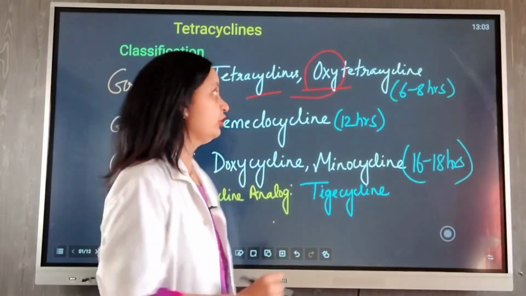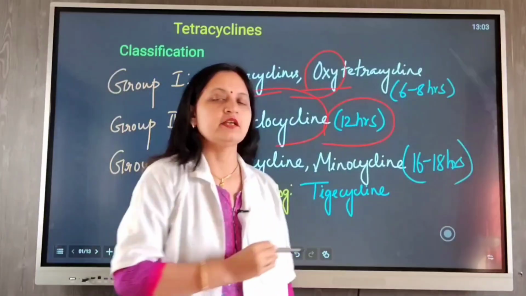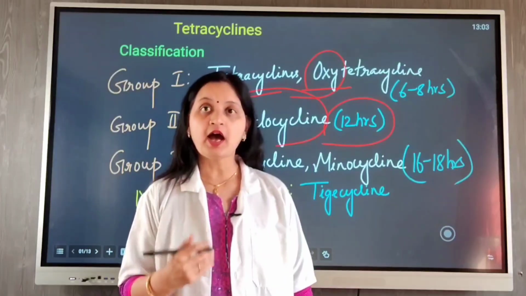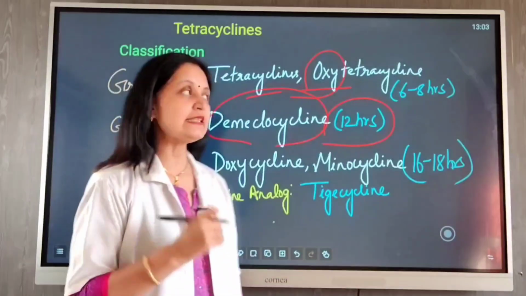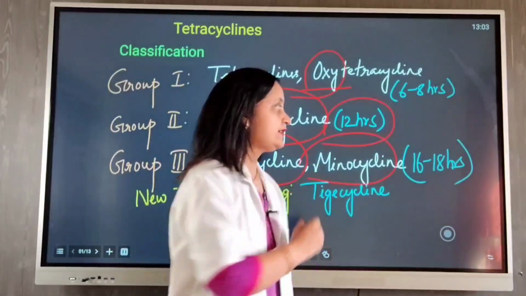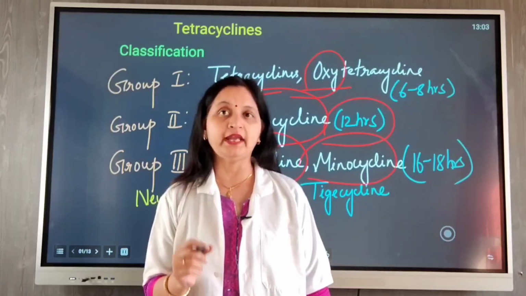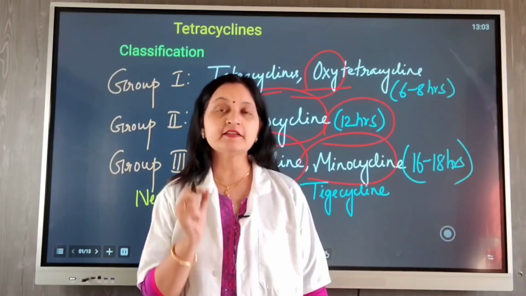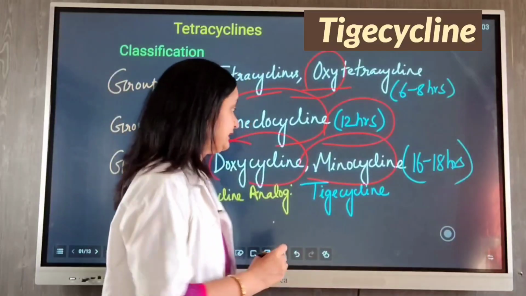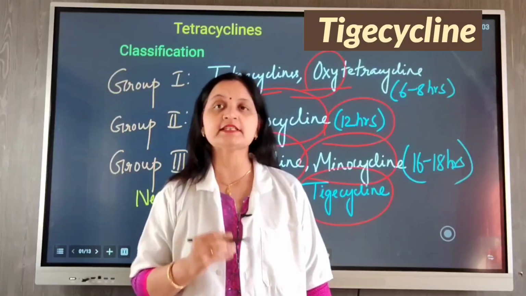The second group includes demeclocycline, which has a duration of action of 12 hours, which is more than that of older tetracyclines. And as we go higher, the third group includes doxycycline and minocycline. So these tetracycline derivatives have a longer duration of action of 16 to 18 hours. And lastly, there is a new class of synthetic tetracycline analog which is known as Tigecycline. This has a duration of action of 36 to 60 hours.